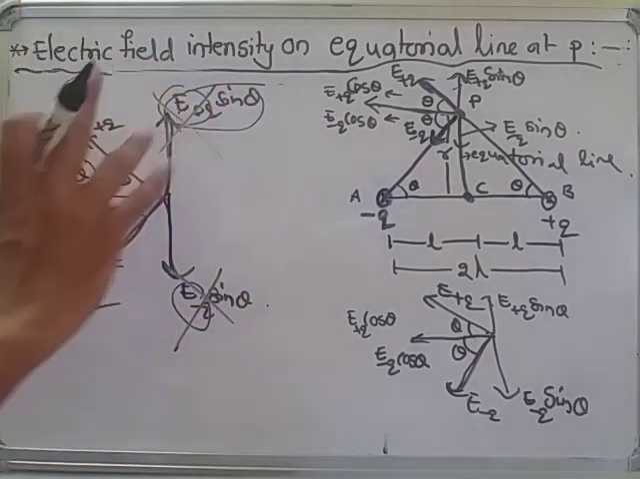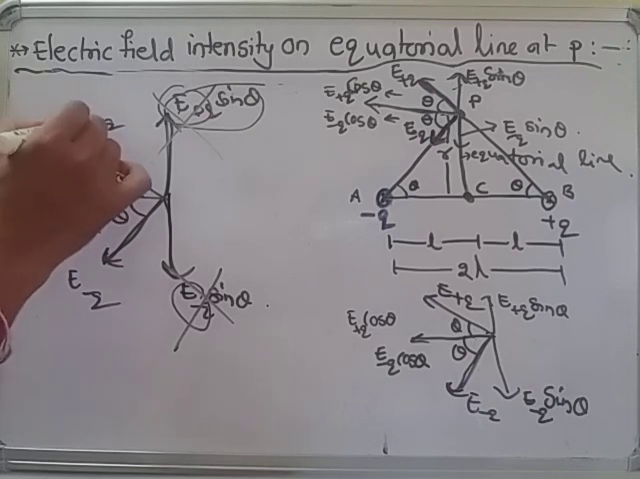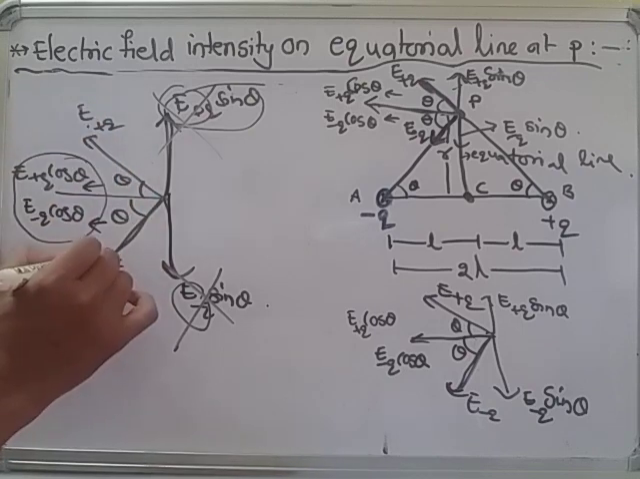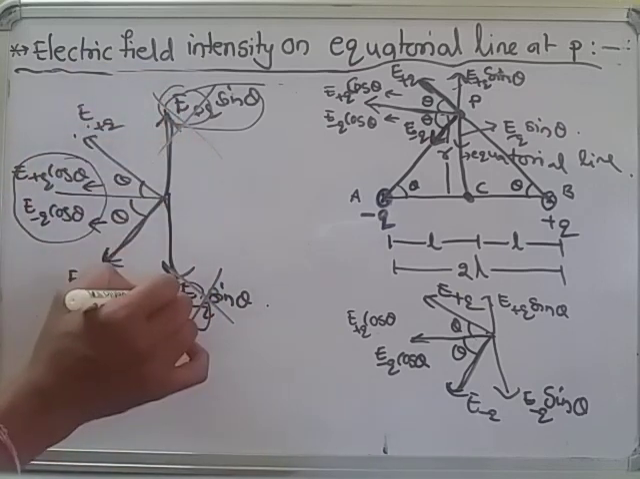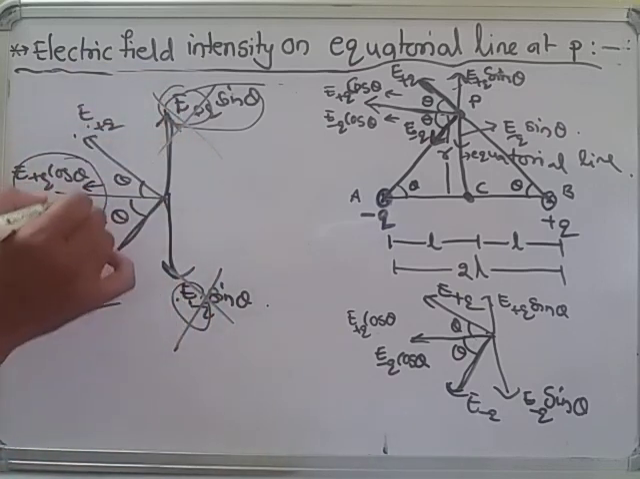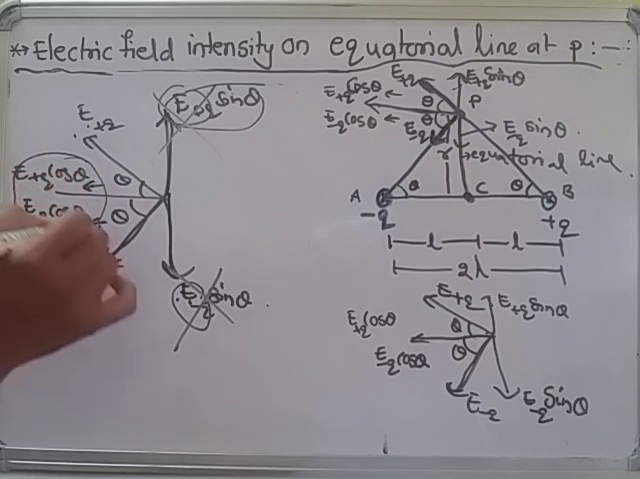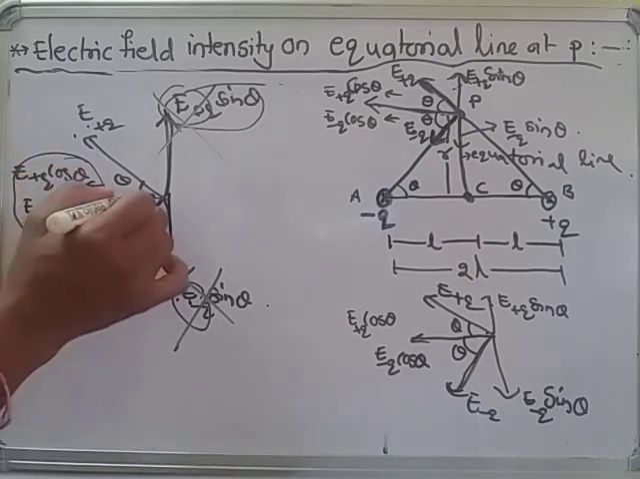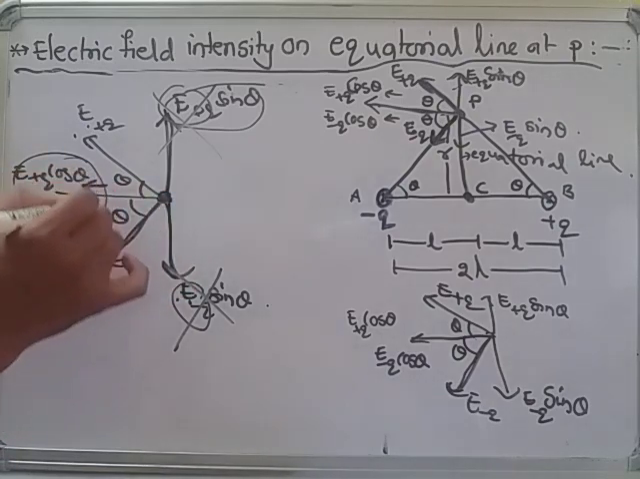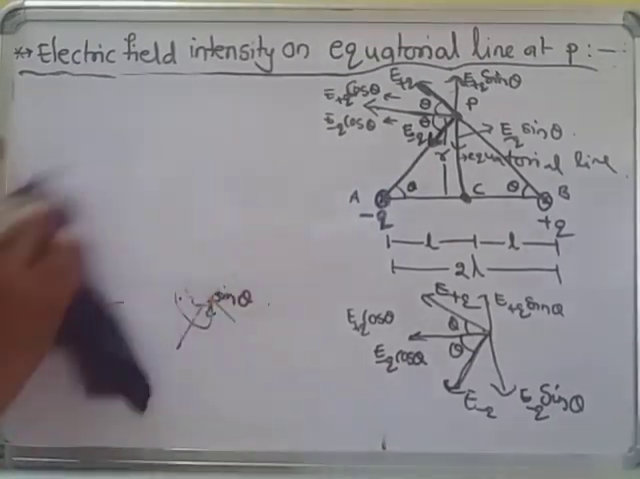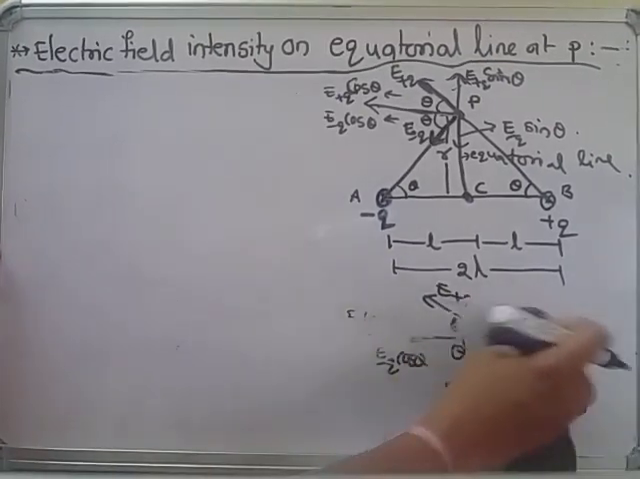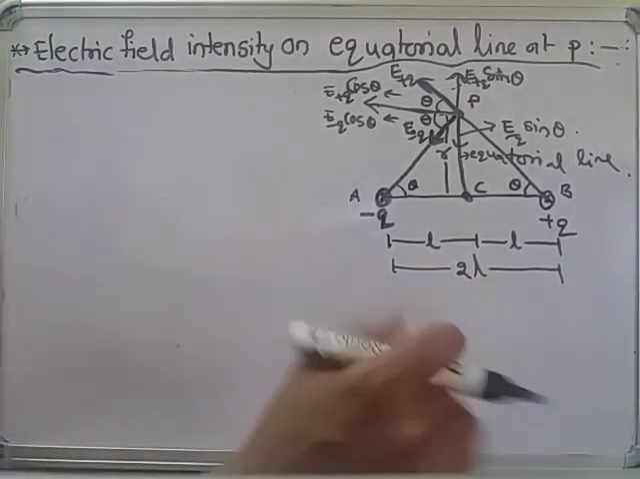Out of four components, this is divided into two components, and this is also divided into two components. Out of the four components, two components cancel with each other because they are equal and in opposite direction, and the other two components are along the same direction. They will not cancel with each other. To find out the net electric field at point P, we have to add these two components. Now let us start. If you add them, then we will get the answer easily.